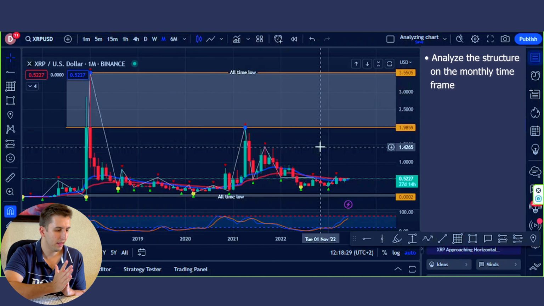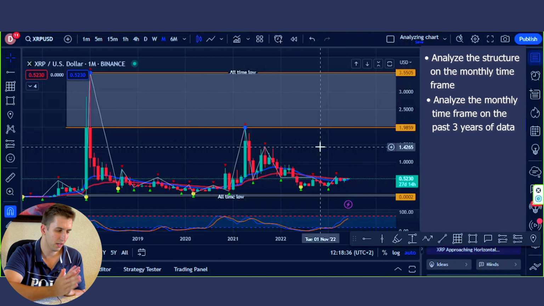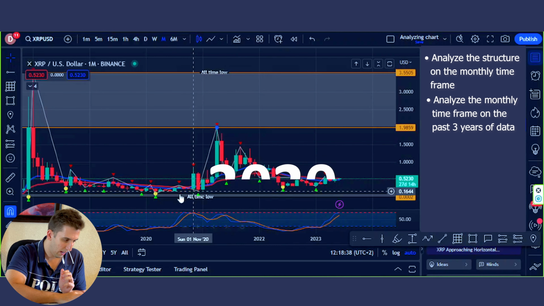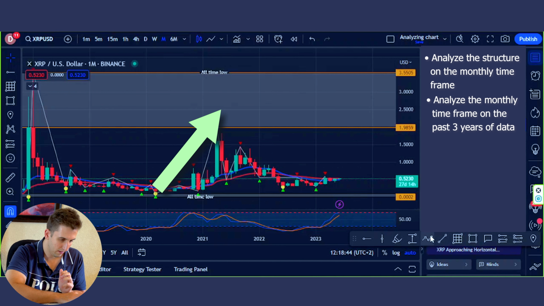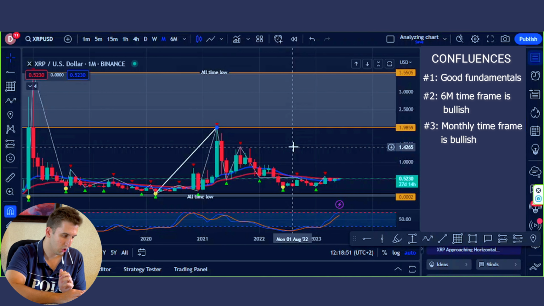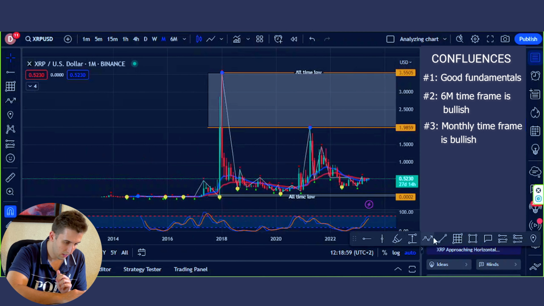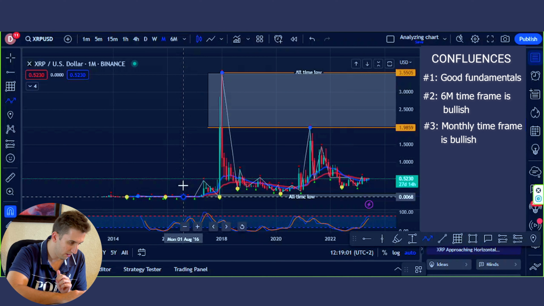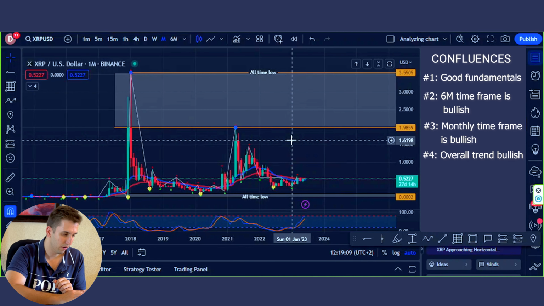When I look at the monthly time frame, I like to look 3 years beforehand. Currently we're in 2023, so I'm going to look at 2020. And if you can see at 2020, we are in a bullish trend, okay? If we just look from this point. So again, the next confluence is that we are in a bullish trend. And if you wanted to even go further back, you could see that we went down, we were down here, and then we were up here. So overall, we're still in a bullish trend. So that's another confluence, okay?